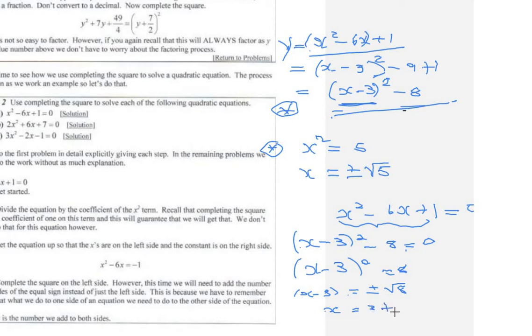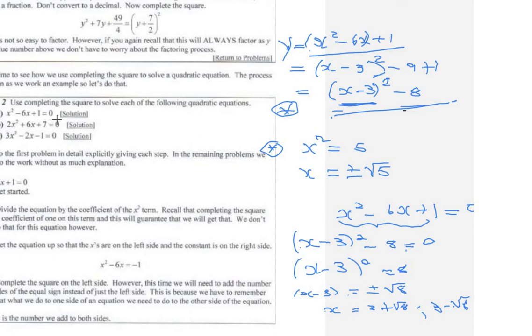3 plus square root 8, or I can have 3 minus square root 8. I can also write 3 plus minus square root 8. That doesn't matter. The point is I can find the two answers for x here. And that is the reason why we do completing the square, because we can write any trinomial in this form. Therefore, we can solve any quadratic equation.